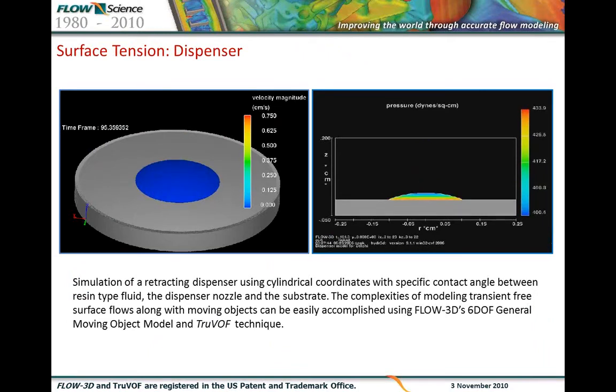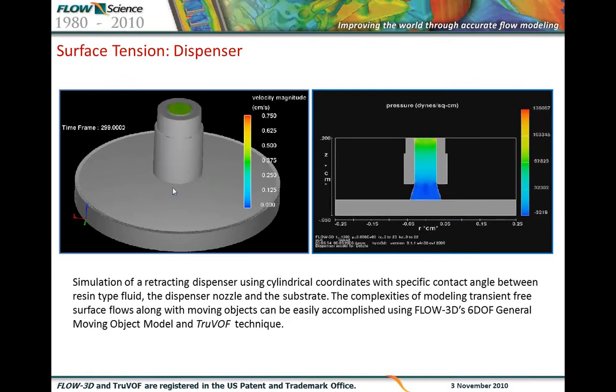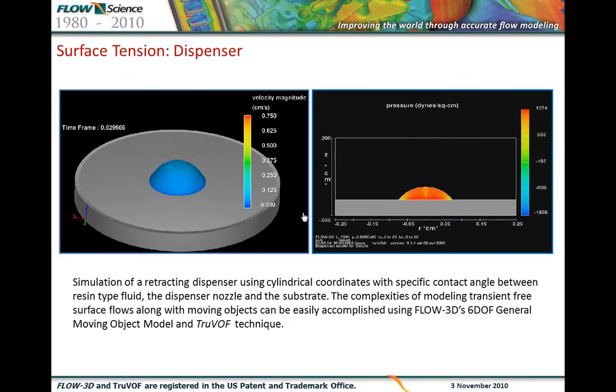Let's take a look at some surface tension effects. Here we are simulating fluid dispensing at a small scale where surface tension effects are critical. The concern here is the exact volume of fluid dispensed and how much is drawn back into the dispenser. This simulation requires surface tension, which can be constant or temperature dependent in Flow3D.